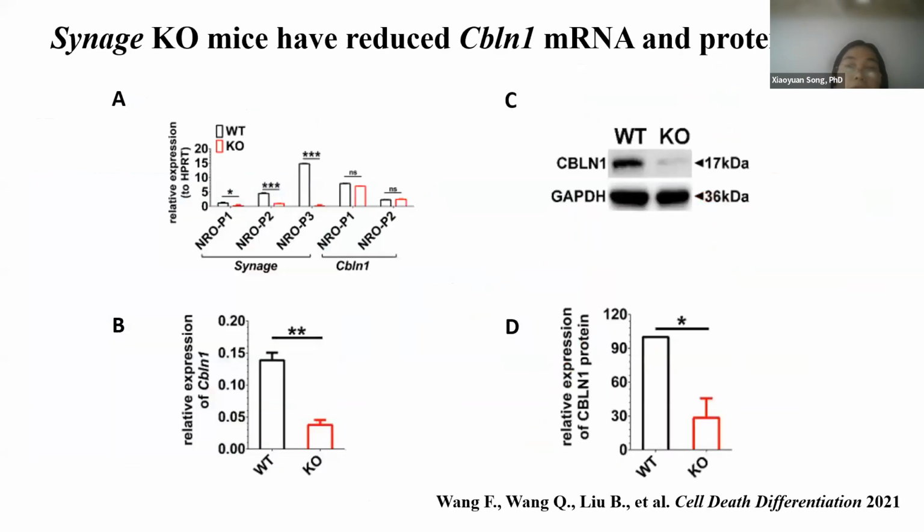Next, we found that both Cbln1 mRNA and protein levels, by RT-qPCR and Western blot, were decreased in knockout mice. To rule out that this is because of knocking out the genomic structure, we used the nuclear run-on assay to show that the nascent transcript of Cbln1 is actually not affected in the knockout mice, shown in A. So this shows that the effect of the Synage knockout on the expression of Cbln1 happens at the post-transcriptional level.